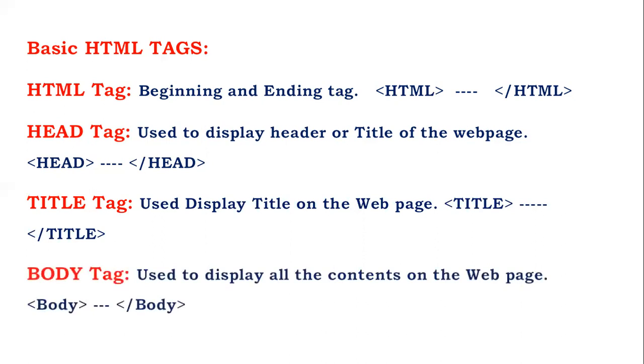And the next one, the body tag. The body tag is used to display all the content of the web page. So whatever changes we want to make, we are going to make in this body tag: to change the background color, to change the text color, to change the font color, to display the background as an image. All the changes, whatever we want to do, we are going to do in the body tag itself. So it is the main tag in developing web pages.